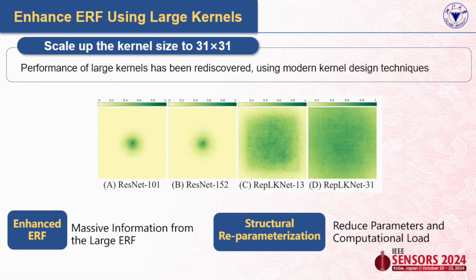Performance of large kernels has been rediscovered in recent years using modern kernel design techniques. We can even scale up the kernel size to 31 by 31. And the green area indicates how many pixels actually influence the prediction. ResNet can have layers up to 152, but the ERF is not that large despite the increase in layer numbers, while 50 layers of large kernels can have a satisfactory wide ERF.